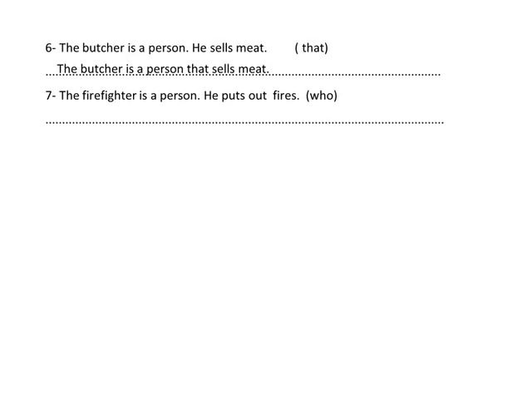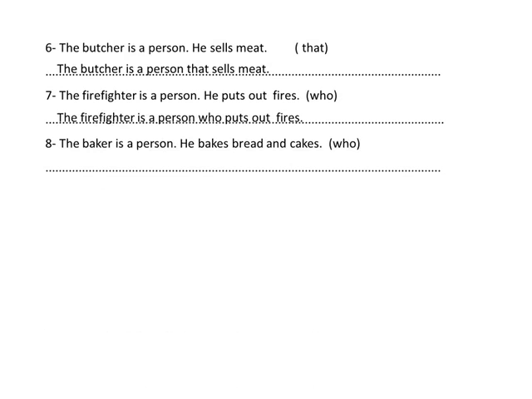Number 7, the firefighter is a person. He puts out fires. The same as we did. The firefighter is a person. We cross out the full stop and "he" and use "who." Who puts out fires.